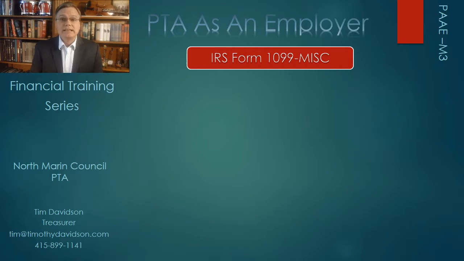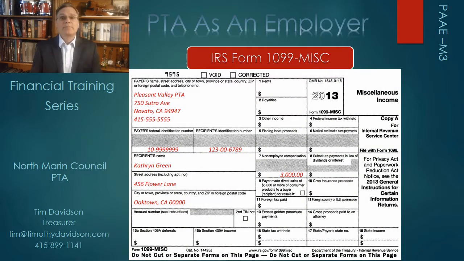IRS Form 1099 Miscellaneous is used to report payments to independent contractors totaling $600 or more. Here's a sample of a completed 1099 Miscellaneous. The box at the top left is for the payer's information. Enter the name, address, and phone number of the PTA.